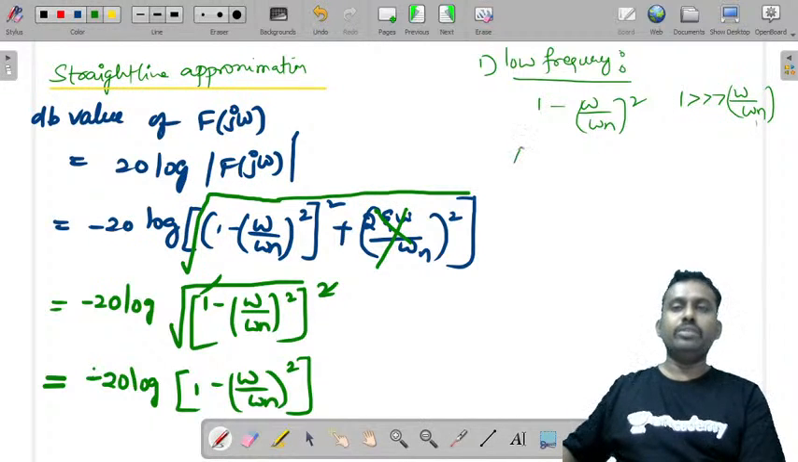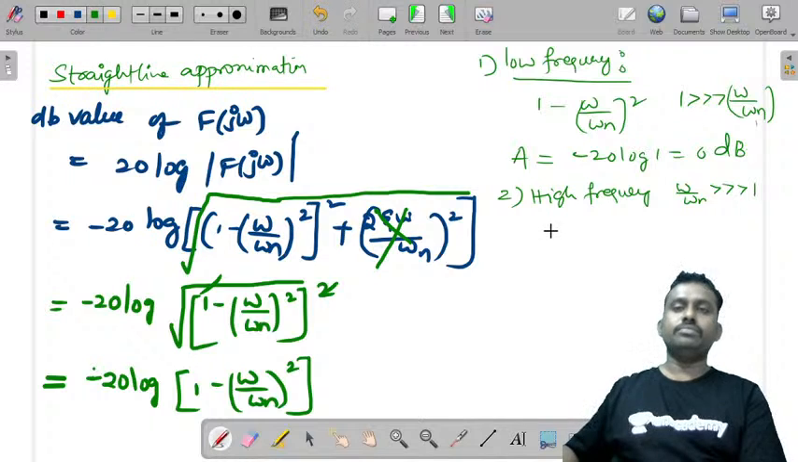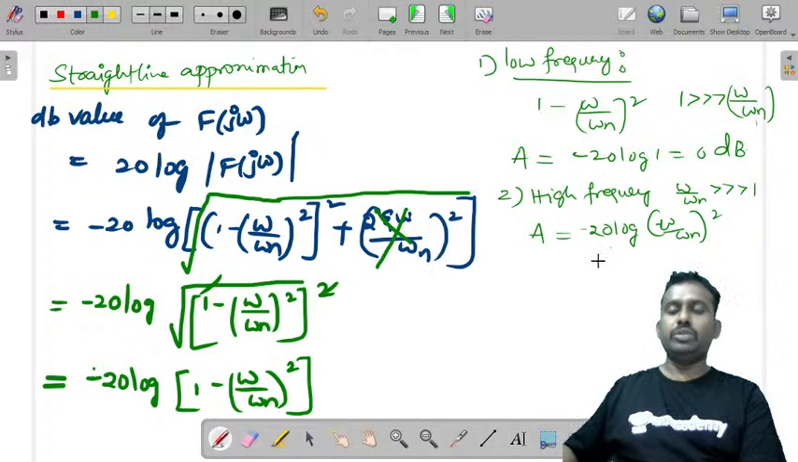So the magnitude value will be minus 20 log 1, which is 0 dB. And if you consider a high frequency, at a high frequency, omega by omega n is much greater than 1. In that case, the value will be minus 20 log of omega by omega n whole square. So this is something like y is equal to mx. This is something like a straight line.